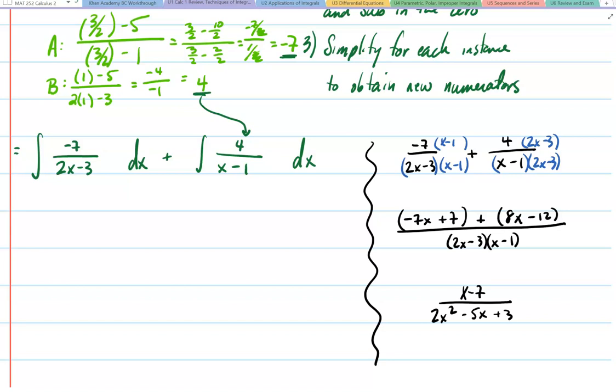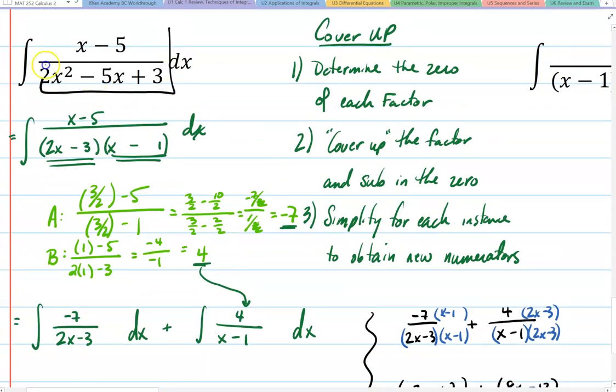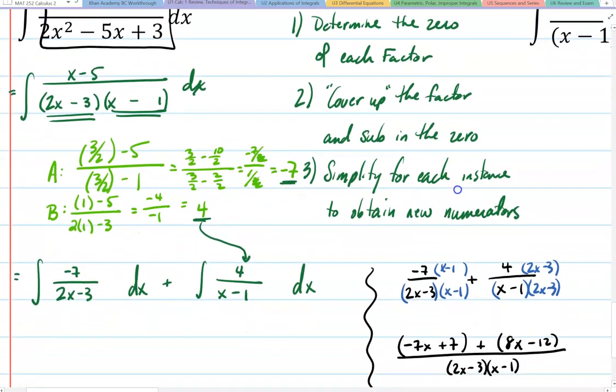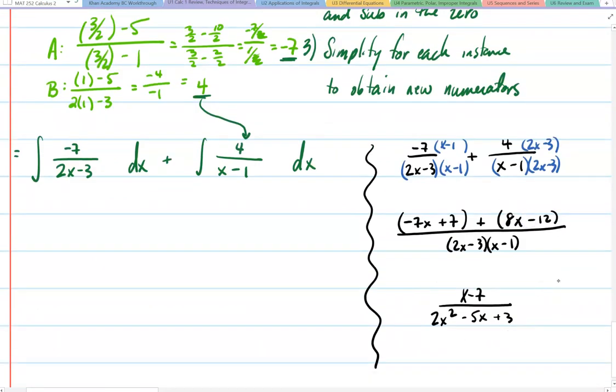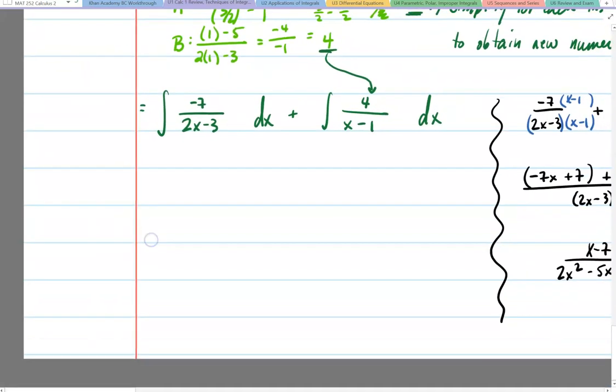And finally, after combining like terms in the numerator and multiplying the factors in the denominator, we end up with this fraction, which is indeed the same as the fraction that we started the problem with. So it's kind of an interesting method, a way for us to separate into two individual fractions that are easier to integrate, and we'll continue to proceed from here.